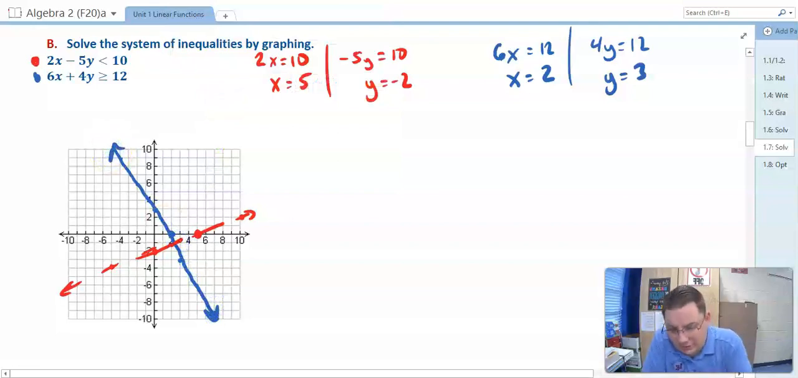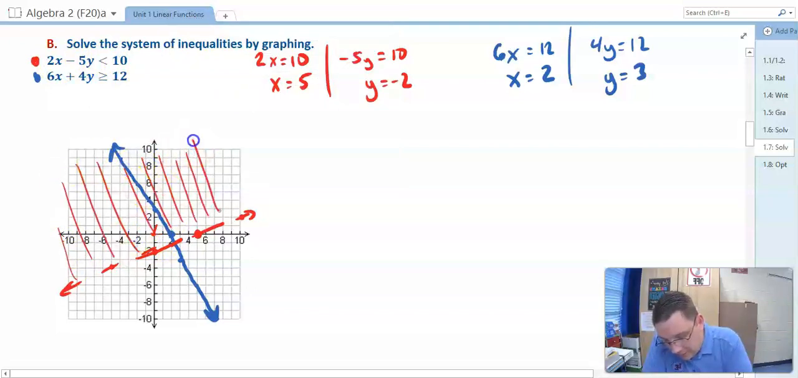Now let's talk about the shadings. We didn't do either of those yet. For the red line, is 0, 0 going to be a solution? So 0, 0 less than 10. Yes, that checks out for red. So my red shading will be up here.